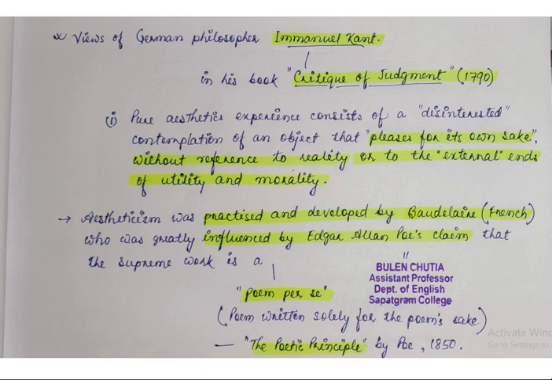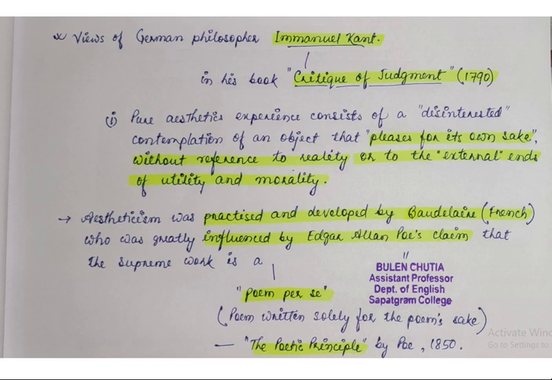So aestheticism was practiced and developed by Baudelaire, one of the most important aesthetic poets of France, who was greatly influenced by Edgar Allan Poe's claim that the supreme work is a poem per se, that is, a poem written solely for the poem's sake. He wrote this in The Poetic Principle in 1850. Baudelaire was influenced by this statement by Edgar Allan Poe. This is why he started writing poetry for the poem's sake.